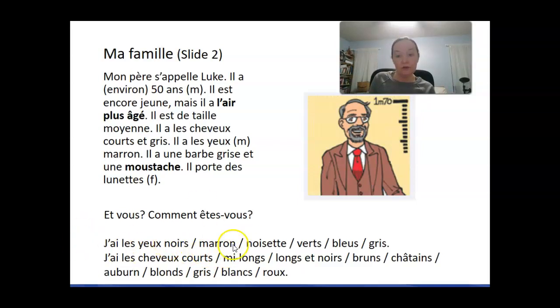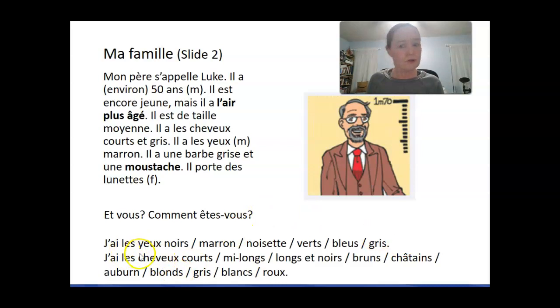And notice with marron and also with noisette, which would be kind of like hazel eyes, I guess, would be the best description. Neither one of these adjectives agrees with yeux. Les yeux is plural, so noir has an S on the end. Vert, green eyes, has an S on the end. Bleu has an S on the end. But marron, noisette, and gris do not have any extra S on the end. They're invariable. That's another way to describe them. So they don't have to agree with the noun that they're describing.